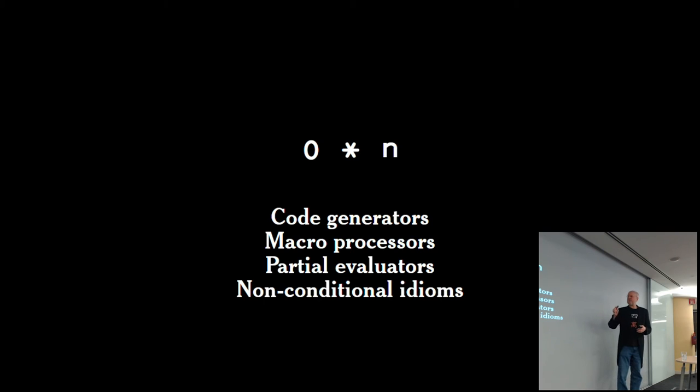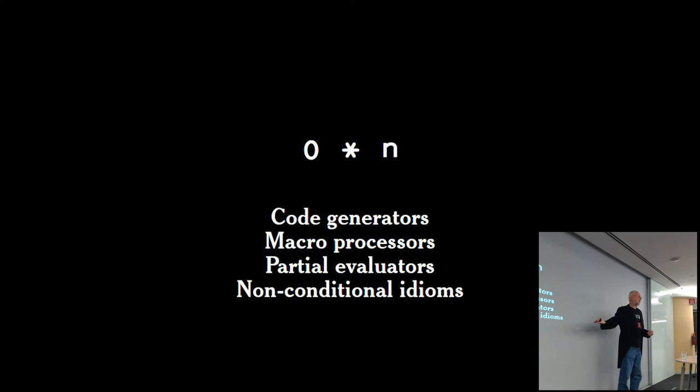So who writes code that multiplies things by zero anyway? Not a lot of humans do that because we tend to do a lot of pre-optimization, but definitely machines do. So code generators, macro processors, partial evaluators, they definitely do this, and they will generate better, faster programs if we allow them to multiply by zero.